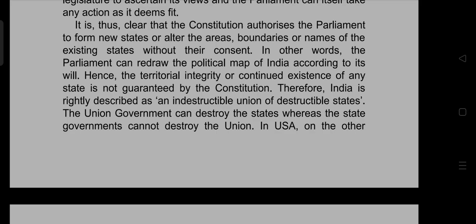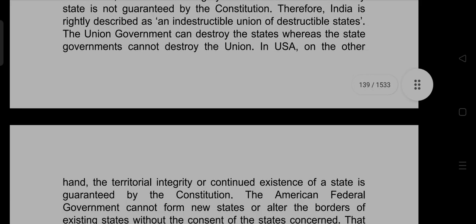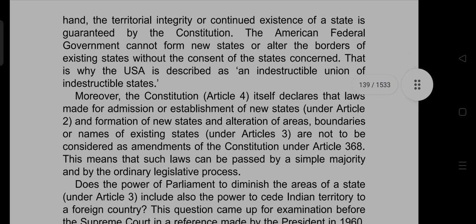The union government can destroy the states, whereas the state governments cannot destroy the union. In USA, on the other hand, the territorial integrity or continued existence of the state is guaranteed by the Constitution. The American federal government cannot form new states or alter the borders of existing states without the consent of the state concerned. That is why the USA is described as an indestructible union of indestructible states.